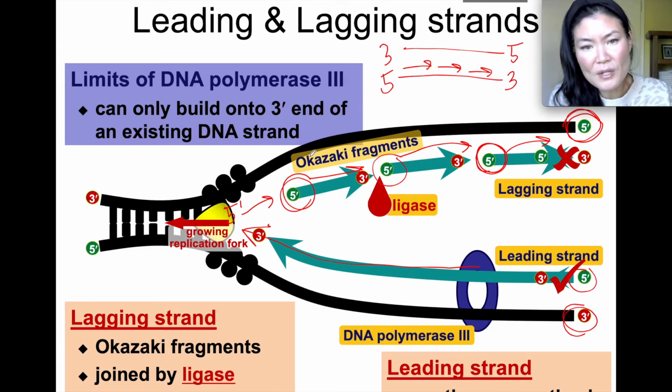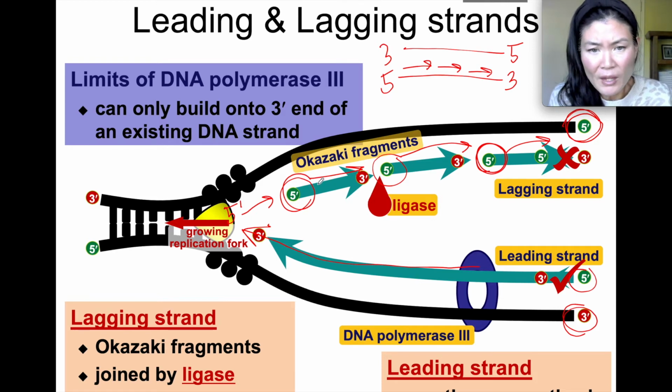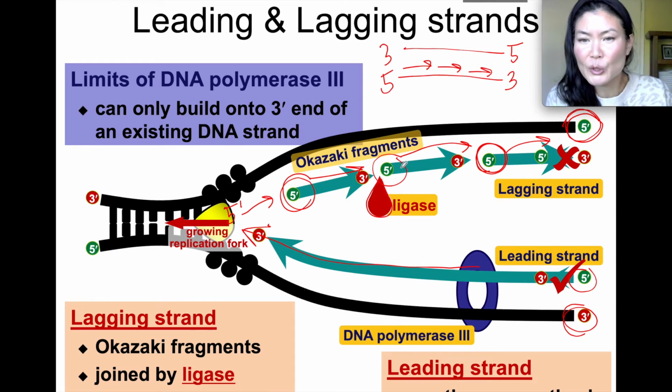And these are called Okazaki fragments. I love saying that, Okazaki fragments. There's a Japanese scientist that discovered these fragments. And so you end up with all these little pieces of DNA, or fragments, and then they have to be glued together using another enzyme called ligase. Okay, and that's why ligase is drawn like this, because it's like glue, liquid glue.